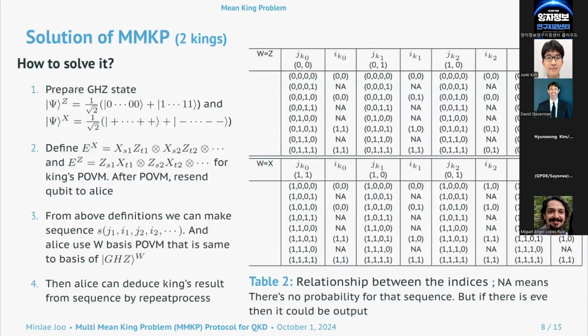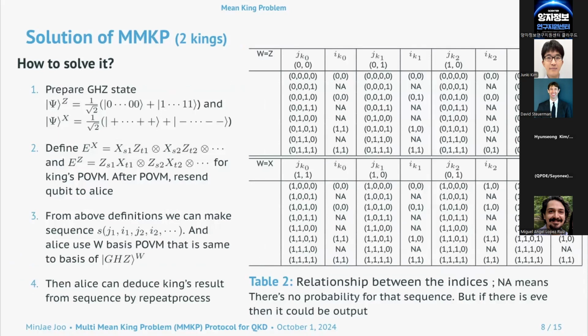Then, how to solve the multi-Mink problem? In this slide, I will explain how to solve the multi-Mink problem, which involves two Kings. First, Alice prepares a GHZ state. In this case, she used two types of states, one in the Z direction and one in the X direction.